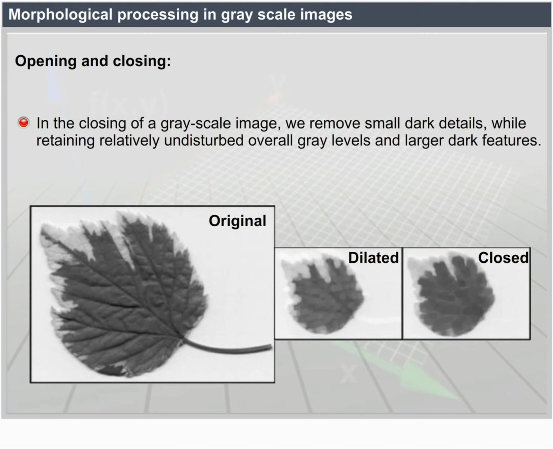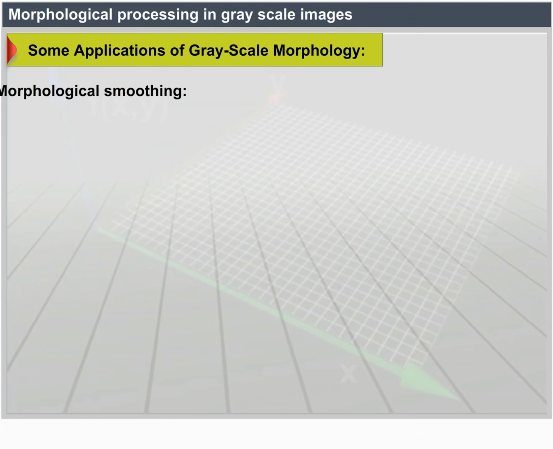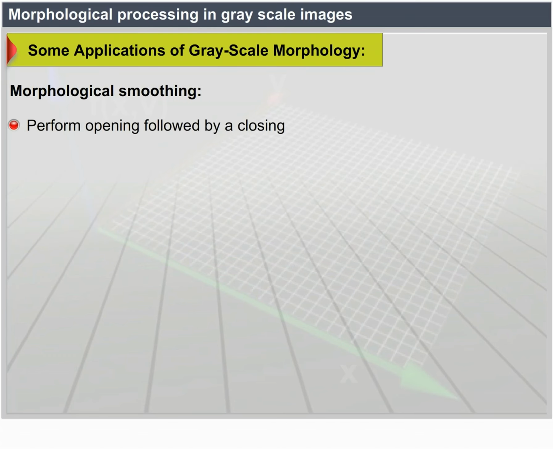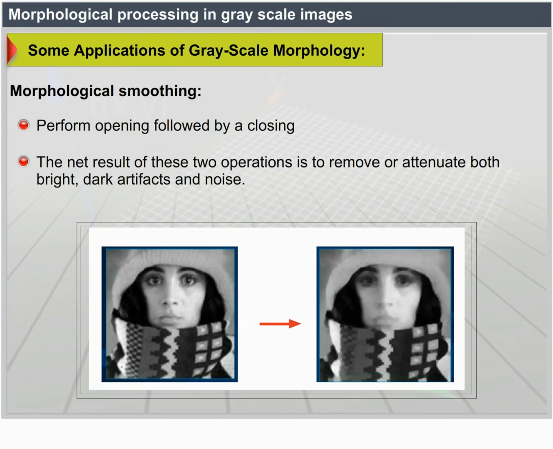Some applications of grayscale morphology. Morphological smoothing. Perform opening followed by a closing. The net result of these two operations is to remove or attenuate both bright and dark artifacts or noise. Morphological smoothing images.